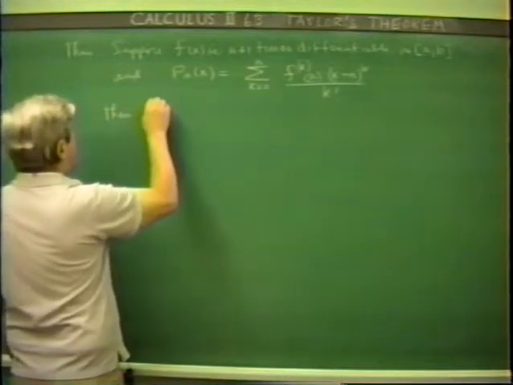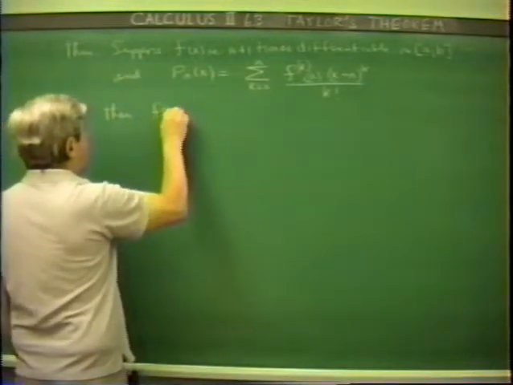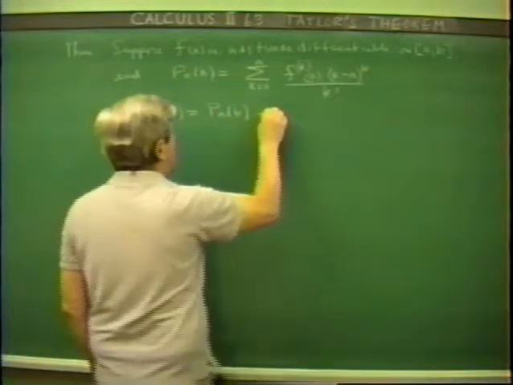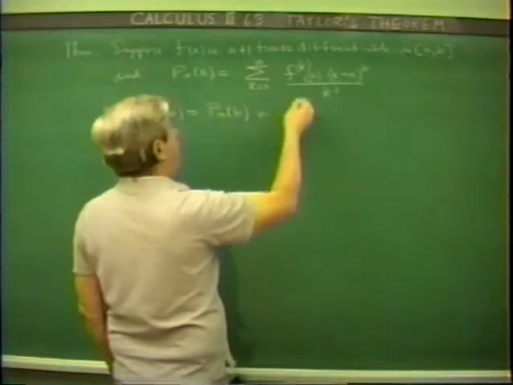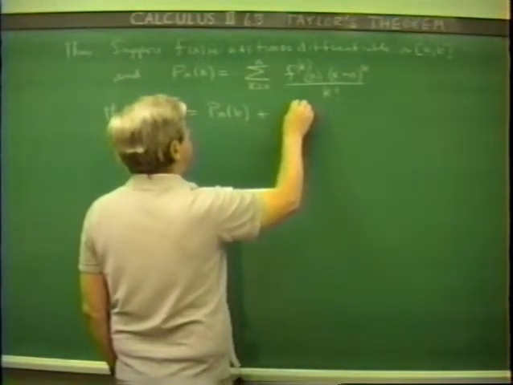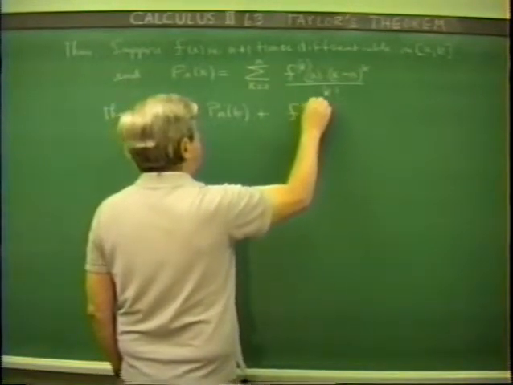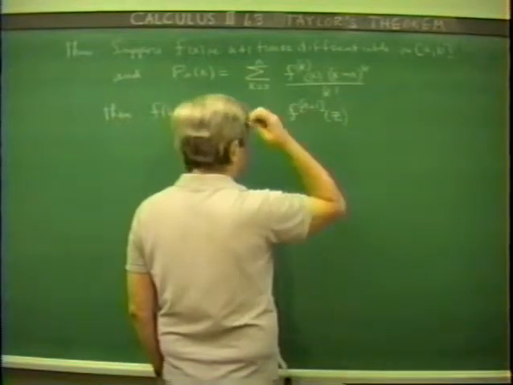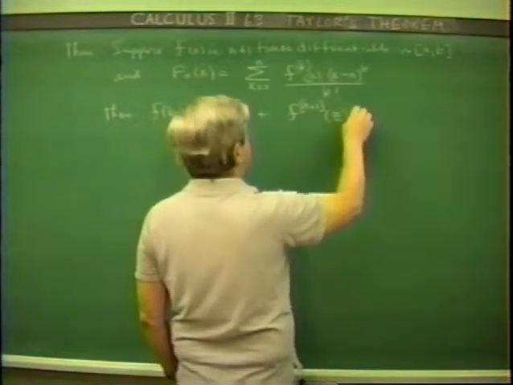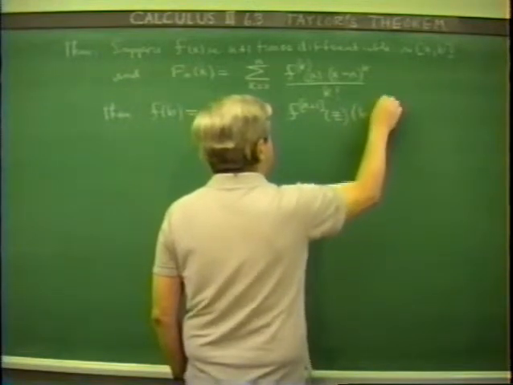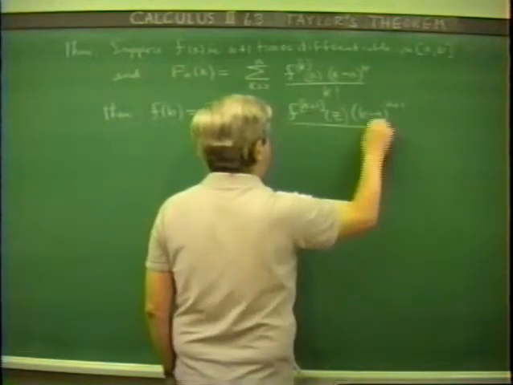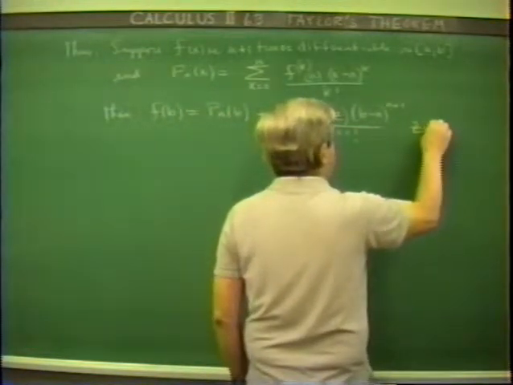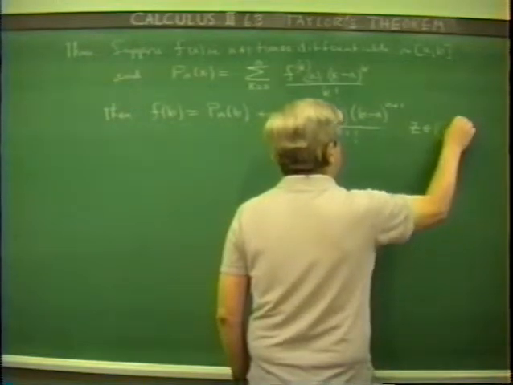The conclusion here then is this. Then f at b is equal to Pn at b plus an error term here. The error term is given by the n plus first derivative of f at some point z in the interval AB times b minus a to the n plus 1 over n plus 1 factorial. So this is for some z in the interval AB.